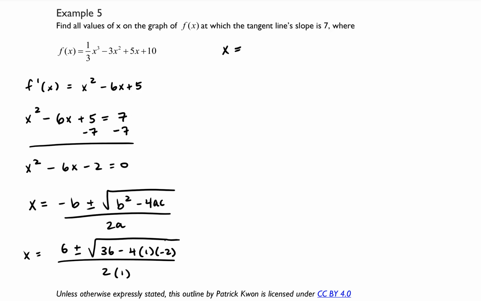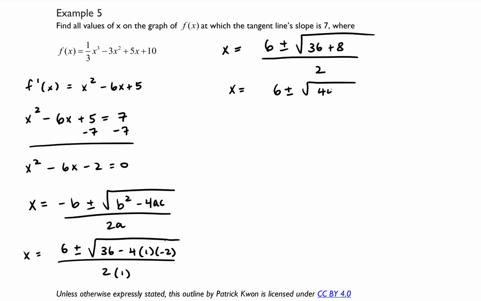So let's do some simplification there. We get x is equal to 6 plus or minus the square root of 36 plus 8 over 2, which turns into 6 plus or minus the square root of 44 over 2. And then we can rewrite that as 6 plus or minus the square root of 4 times 11 over 2. That works out nicely because then we can separate that into two different square roots.